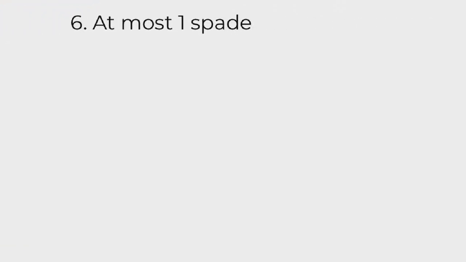Number 6, at most 1 spade. So we're picking 5 cards total. And if we're picking at most 1 spade, that means we could pick 1 spade or 0 spades. But since it's 5 cards total, that means we have to have other cards. So we could have 1 spade and 4 other cards, or 0 spades and 5 other cards, since the total has to be 5.